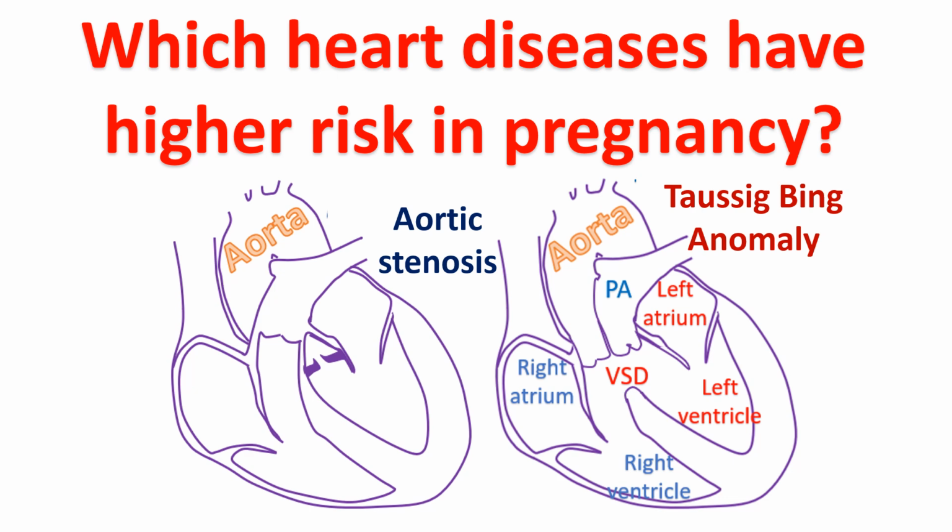Nutrients and oxygen are transferred to the baby through the placenta during pregnancy, though there is no actual mixing of the blood of baby and mother. In general, obstructive lesions and complex cyanotic congenital heart disease have high risk in pregnancy.